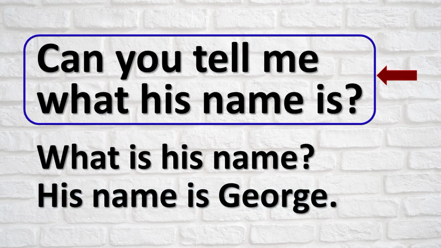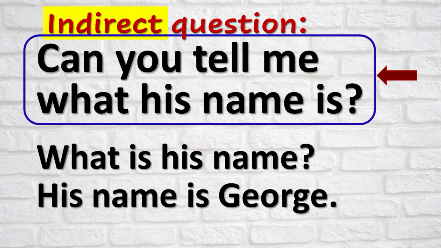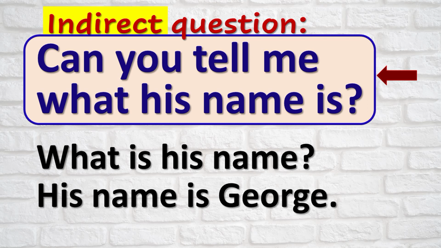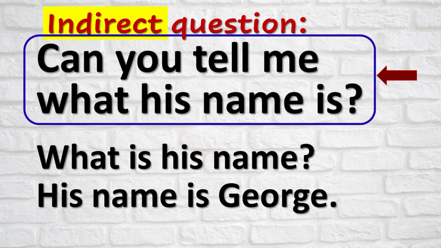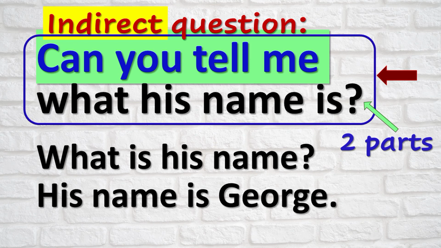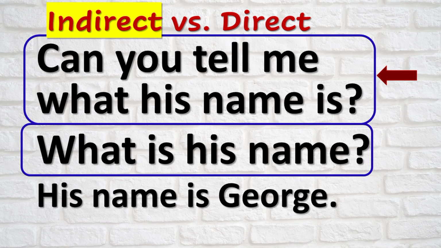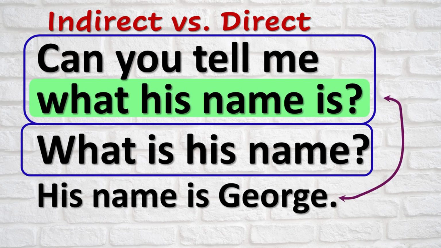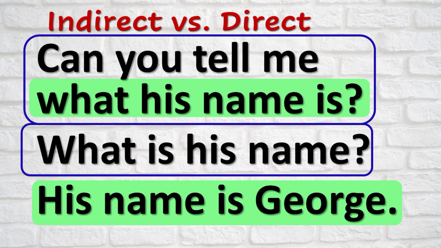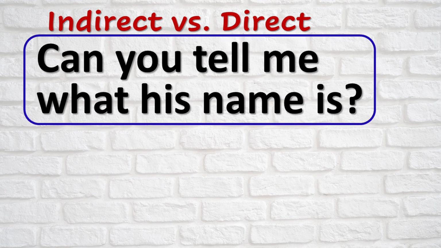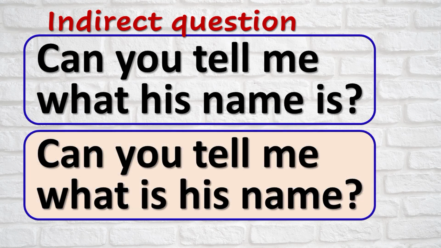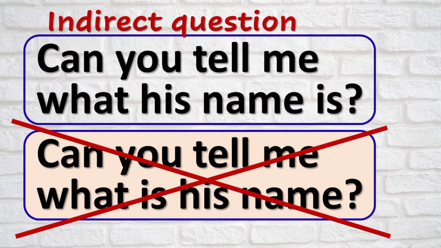Now let's look at this question. It's an indirect question. Can you tell me what his name is? The two parts of this indirect question are, can you tell me, and what his name is. Look at the difference between the indirect and the direct questions in this example. You can see that the second part of the indirect question has the same structure as the affirmative response. If you say, can you tell me what is his name? This is not correct.